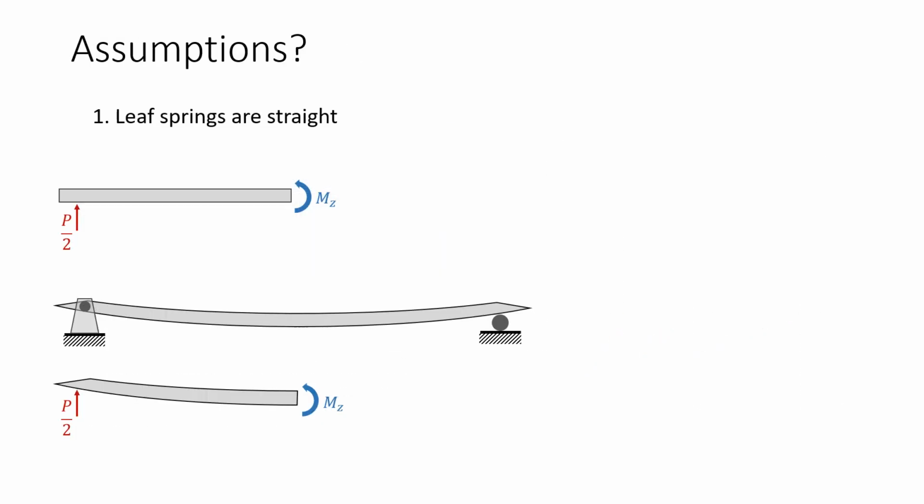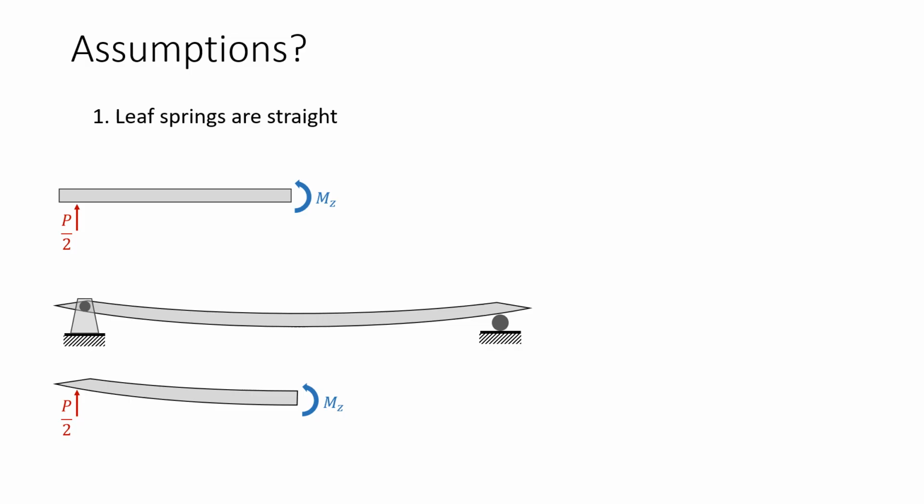Lastly, we always want to think about the assumptions we've made and how they might affect our results. Our first assumption was that leaf springs are straight, which we know is definitely not true. Leaf springs are actually curved, so how would this curve affect the reaction moment inside the beam? If we look at a simple free body diagram, we can see that the force and distance are the same. So we'd expect that the moment in the beam is actually about the same, whether it's curved or whether it's straight. So this assumption actually has relatively minimal effect on the calculations.